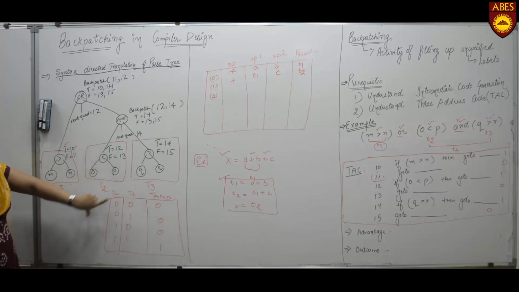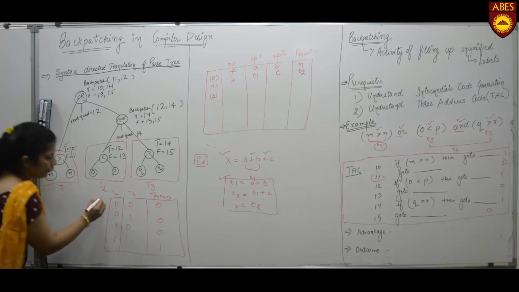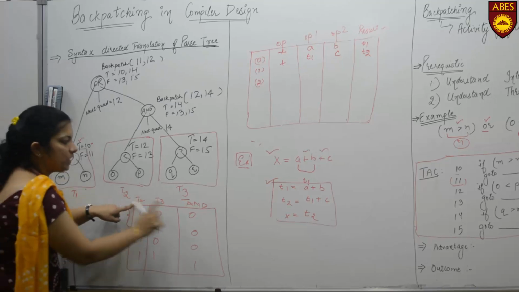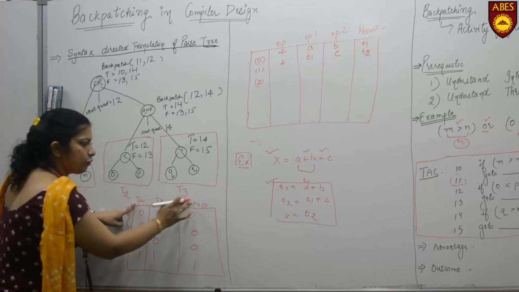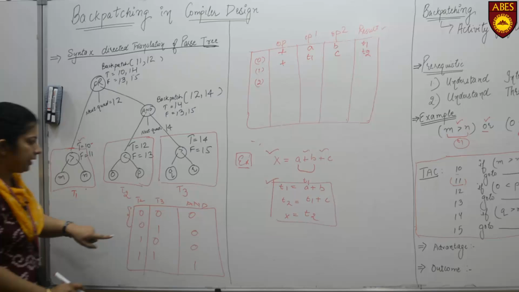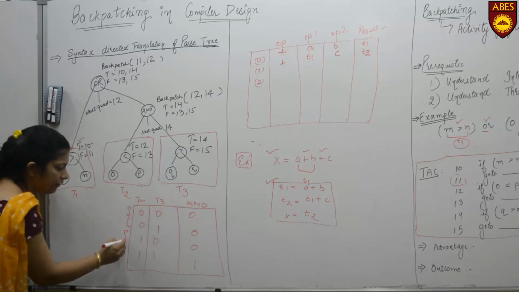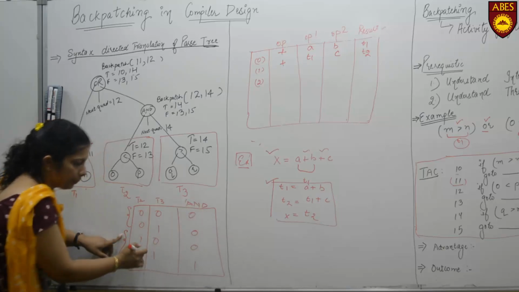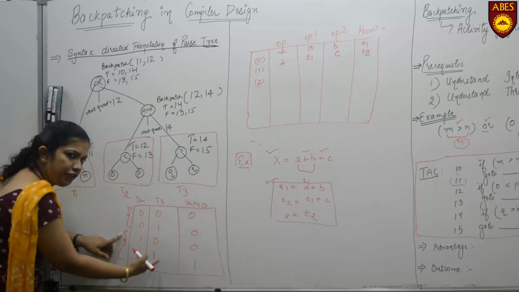As we analyze from this truth table, T2 having the false value always gives the false value for the AND operation, and if T2 has the true value, the AND operation must depend upon the value of T3.